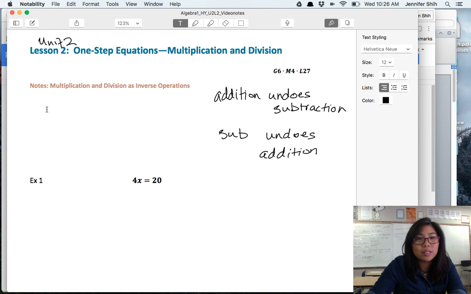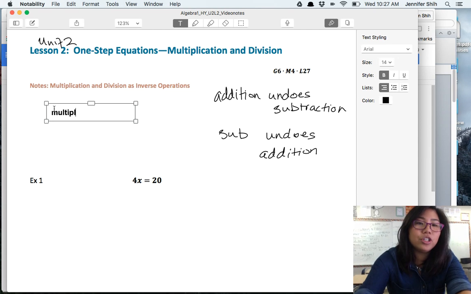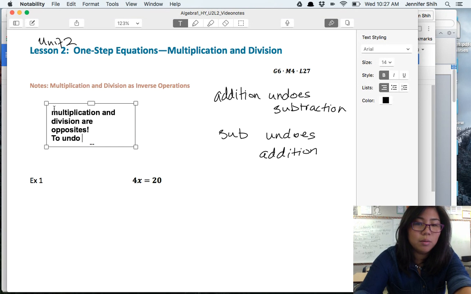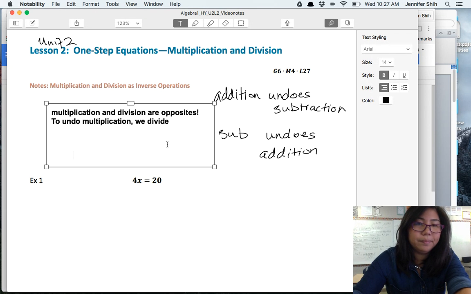I'm going to switch over to this. Okay, multiplication and division are opposites. To undo multiplication, we divide. To undo division, we multiply.